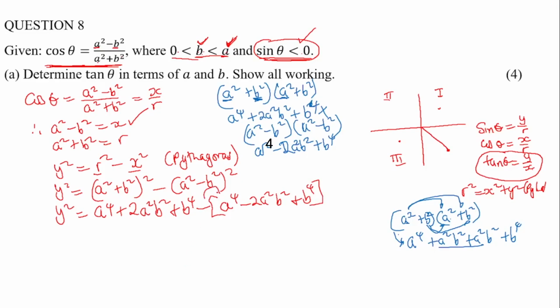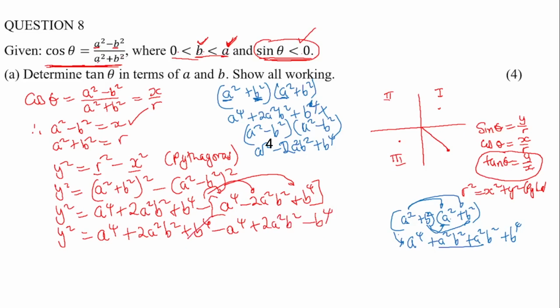Then you can distribute negative 1 here. What do you get? y squared is equal to a to the power 4 plus 2a squared b squared plus b to the power 4 minus a to the power 4 plus 2a squared b squared minus b to the power 4. B to the power 4 minus b to the power 4 is 0, and a to the power 4 minus a to the power 4 is 0. The remaining is y squared is equal to 4a squared b squared. Then square root both sides. We get that y is equal to positive or negative 2ab.